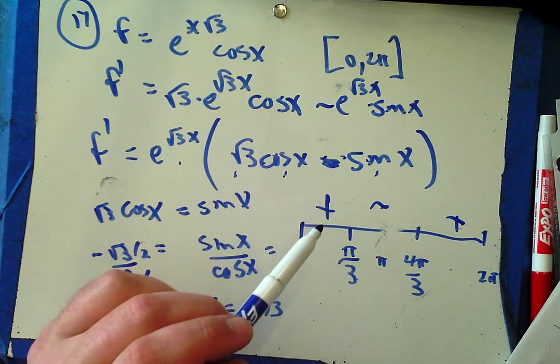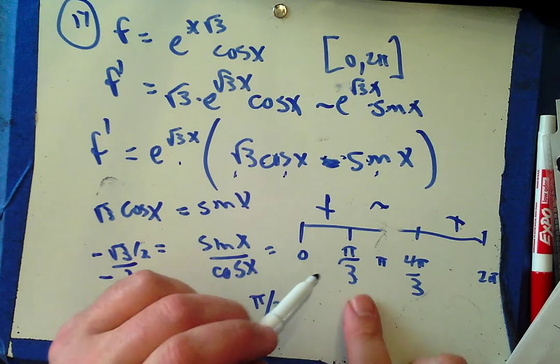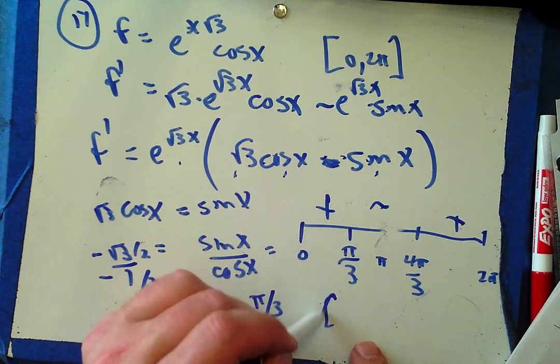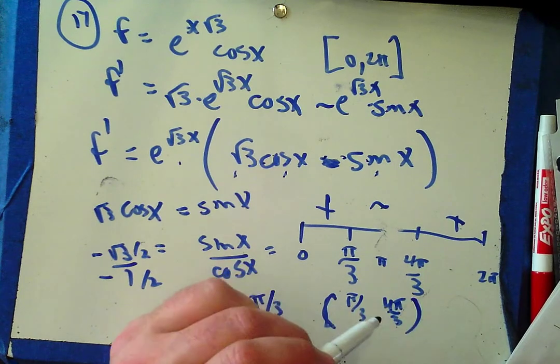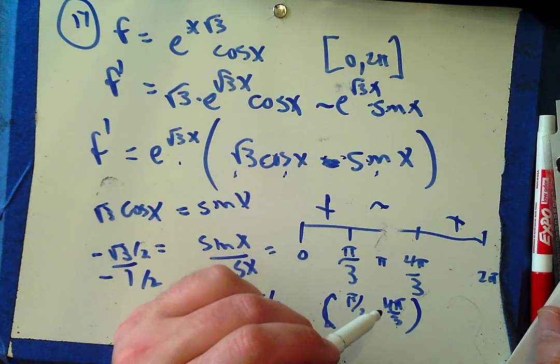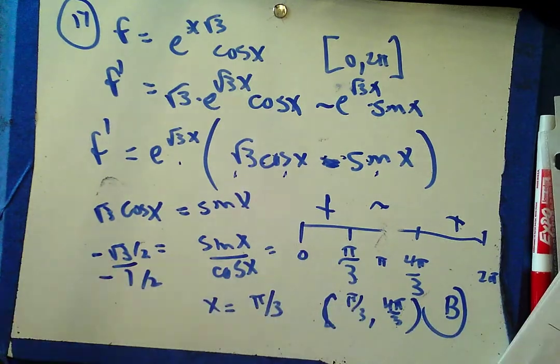And so we're looking for when f is decreasing, and so that's between pi over 3 and 4 pi over 3. And that seems to be choice B. Choice B for number 17. Okay, how about number 18?